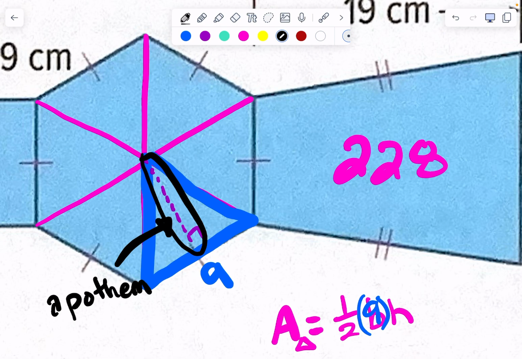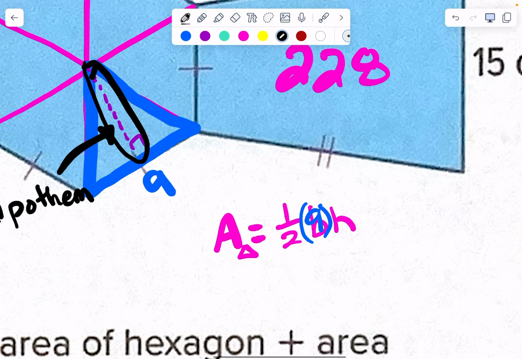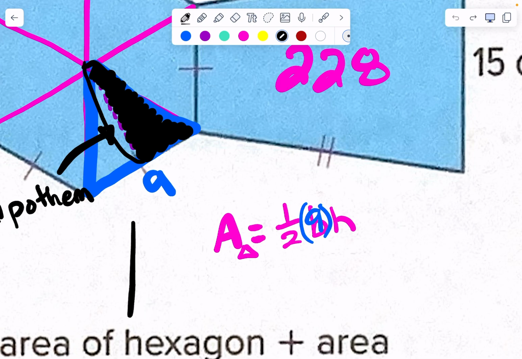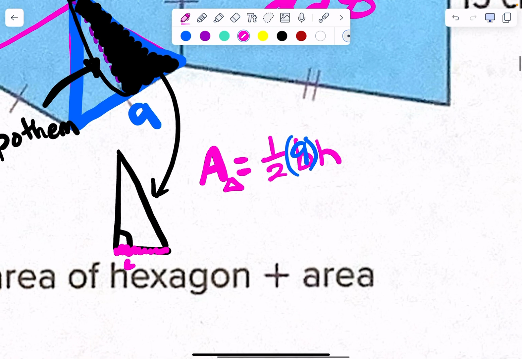Okay, how do we find him? All right, I'm going to do this. Let's just practice on this little triangle. I'm going to slice him out over here. So I'm transplanting this little triangle. I just took that black one and transplanted him out over here. All right, how long is this bottom side right here? It's half of 9. 4.5.